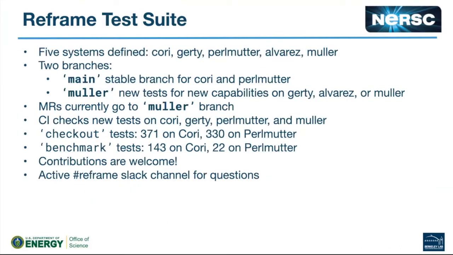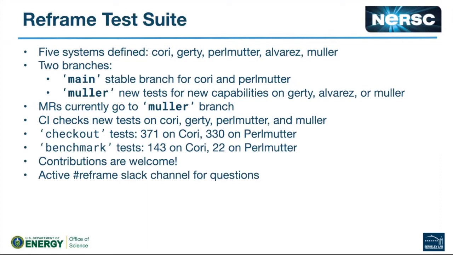So right now for ReFrame, we have five systems defined. We have Corey, Gertie, Perlmutter, Alvarez, and Muller. And we have two branches, and I apologize everyone for the mismatch in the naming here. It just sort of happened. But we have main, which is the stable branch, and that's what you would run for checkout on Corey and Perlmutter. So this should be all the tests that are geared for the production systems.